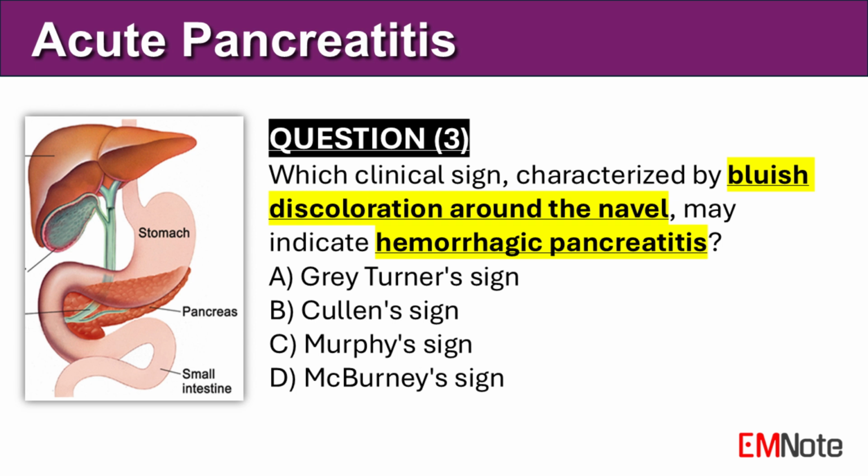Question number 3. Which clinical sign, characterized by bluish discoloration around the navel, may indicate hemorrhagic pancreatitis? The correct answer is B. Cullen sign is a clinical finding characterized by superficial edema and bruising in the subcutaneous fatty tissue around the umbilicus, often indicating intra-abdominal or retroperitoneal hemorrhage, most commonly associated with acute hemorrhagic pancreatitis.